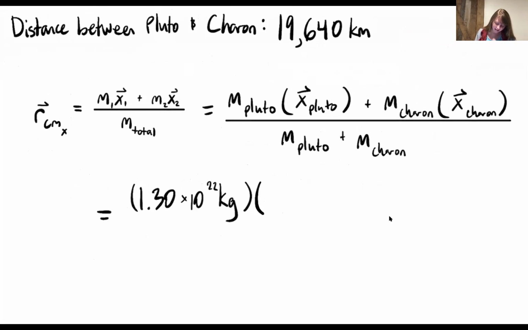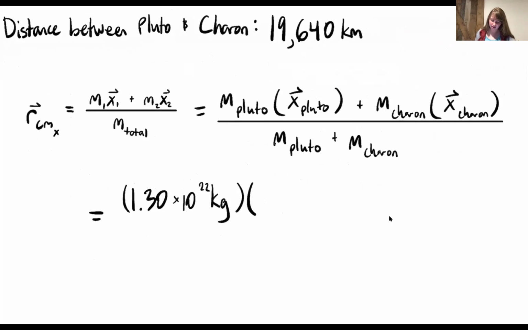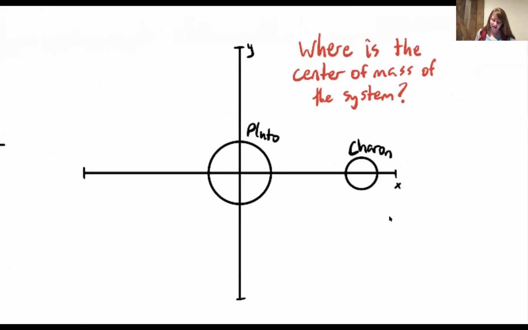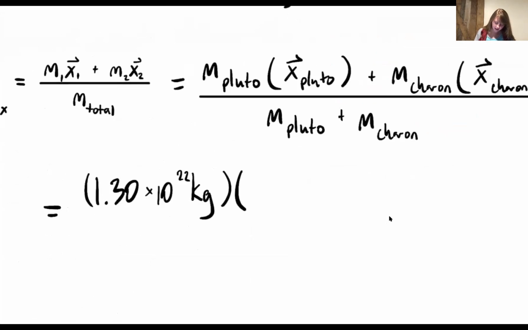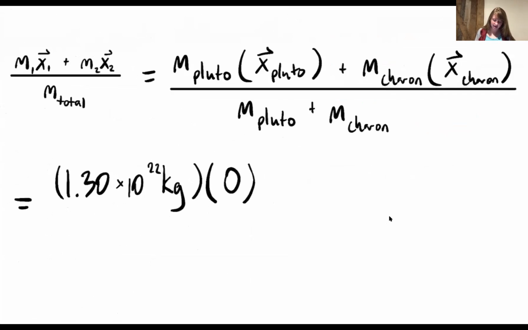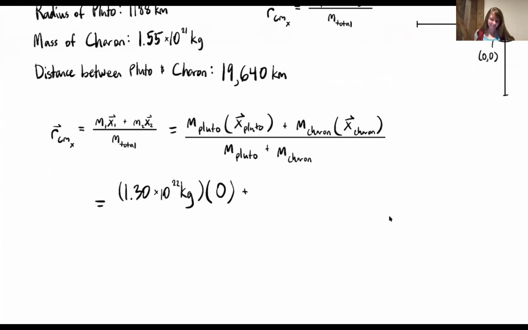And we multiply it by the position of Pluto. But if we look back at our graph, we see that we have positioned it in such a way that Pluto is our origin. The center of Pluto is our origin. This point is going to act as 0, 0. So what happens when we put one of our particles at the origin? Well, that position is just going to be 0. We can just put in 0 right there, and that'll eventually cancel itself out. So we can keep moving.